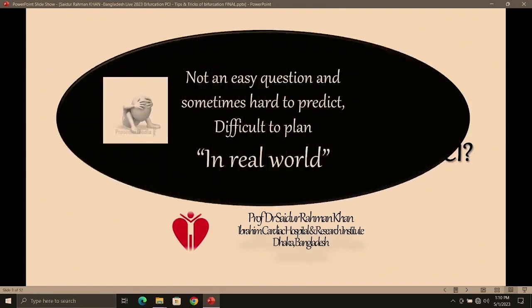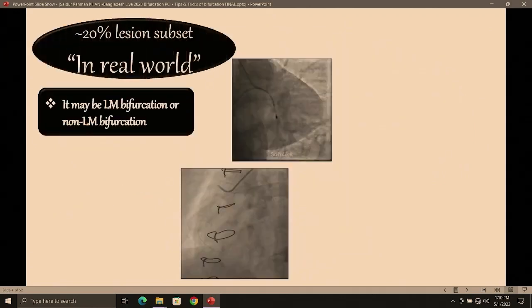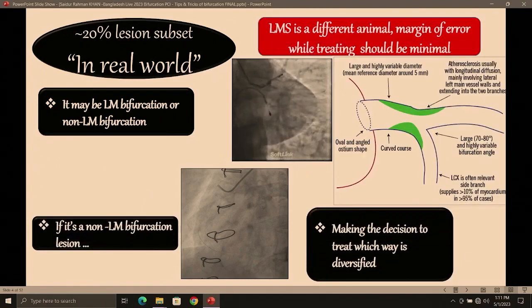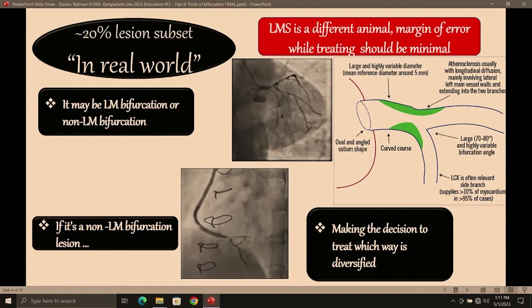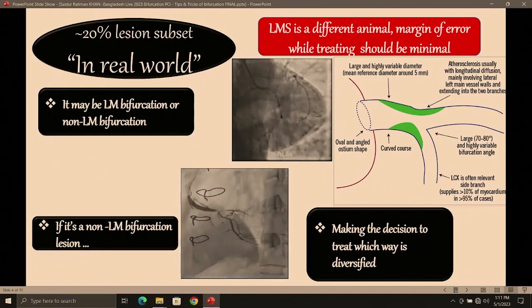And sometimes it's very hard to predict in real world cases, because whatever you are telling theoretically is not possible all the time. Sometimes difficult to plan. 20% of the lesion subset, you are facing this one every day. So in the real world, it may be left main or non-left main. If it's a left main, that's a different animal. You have to think in a different way. If it is a non-left main, the procedural decisions will be very much diversified.